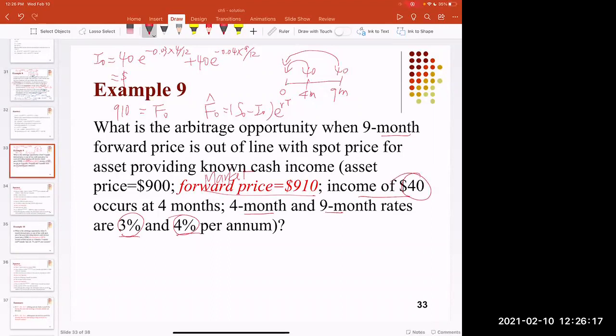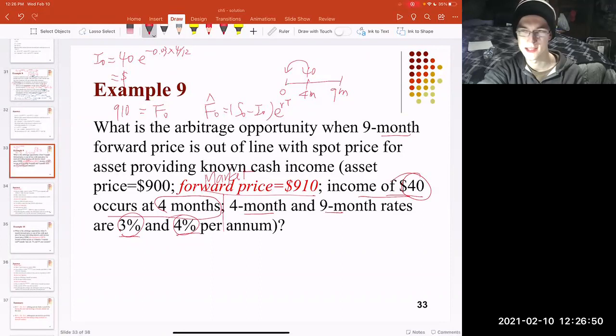Oh, hold on. I think I made a mistake. Give me 1 second. Yeah, I made a mistake. You are right, so only 1. Sorry. You are right, the income of $40 occurs at 4 months, and the contract is 9 months. I made a mistake, just the 1 income of $40. So what's the present value? Sorry about that.